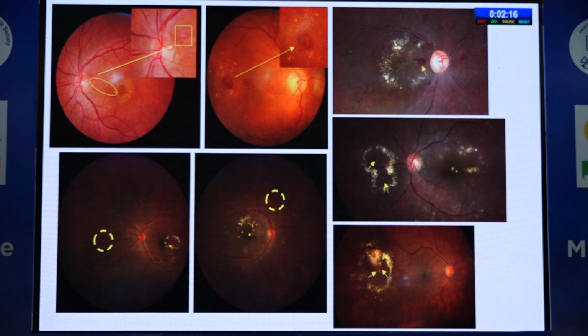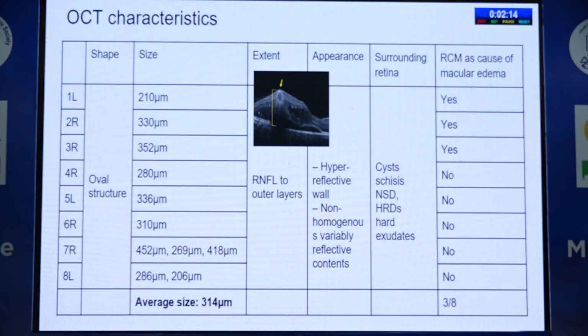So these are some of the fundus images of our patients. Coming on to the OCT characteristics, all the lesions had an oval structure. Average size was around 314 microns. They extended from the RNFL to the outer layers. They had a hyperreflective wall, as you can see in the picture, with non-homogeneous, variably reflective internal contents.